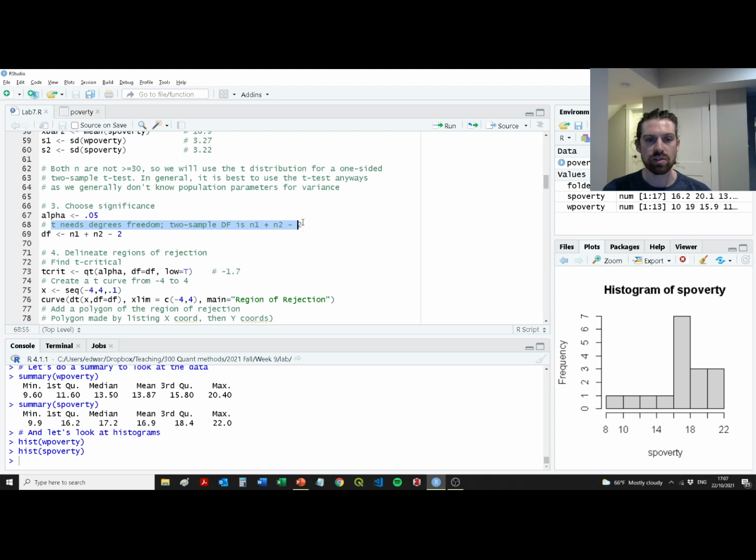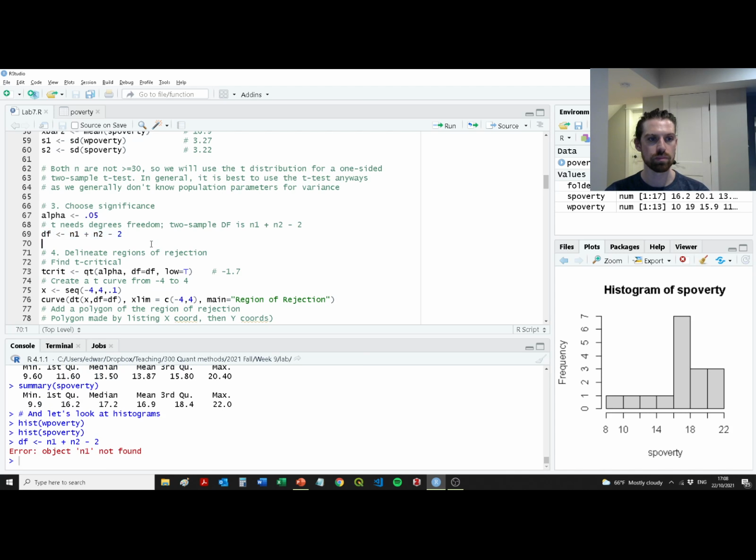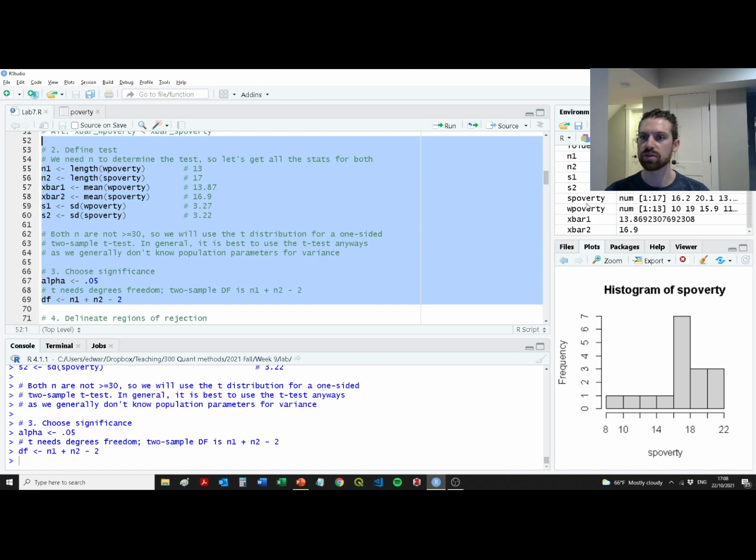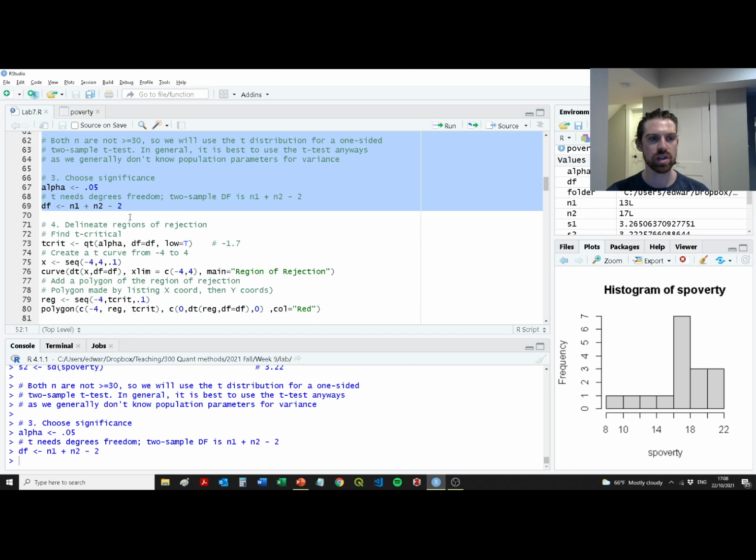We need to get the number of degrees of freedom, so we add together the 2 samples and then subtract 1 value for each of them, so we would end up with a number of degrees of freedom that would equal 28. We've got 30 samples overall, we subtract 2, and that gives us 28 degrees of freedom.